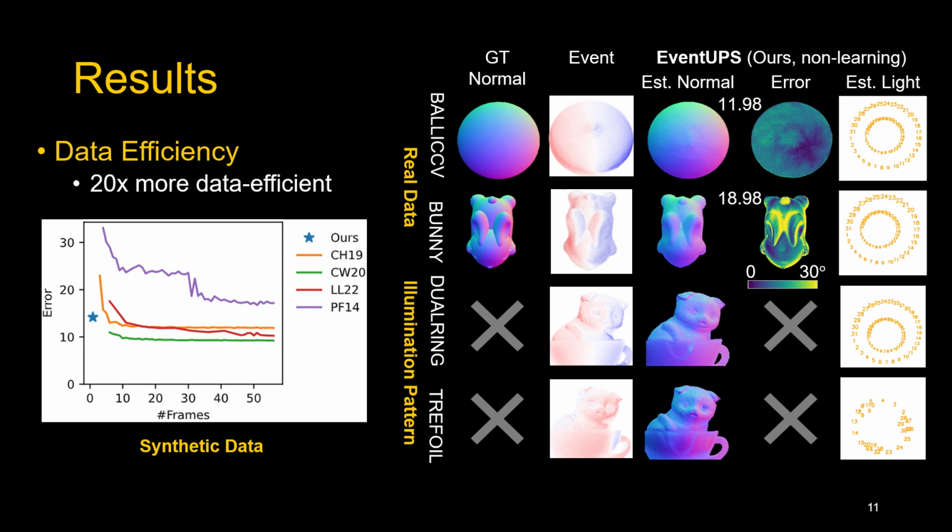The graph shows that EventUPS achieves superior accuracy to the non-learning baseline, PF14, while being over 20 times more data efficient. And it works robustly on real data captured with our custom rigs, successfully recovering both the detailed geometry of various objects and the uncalibrated light paths.